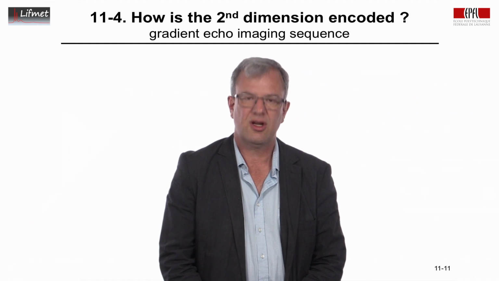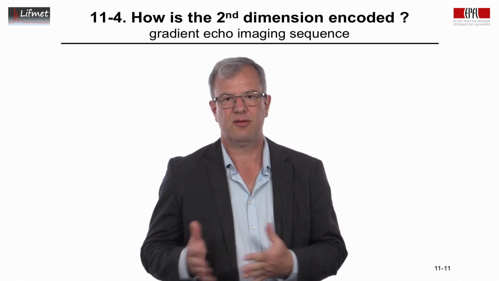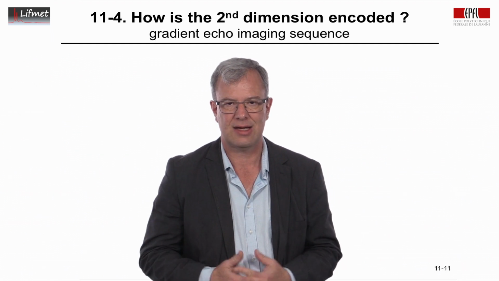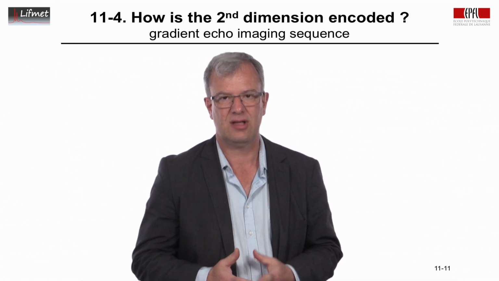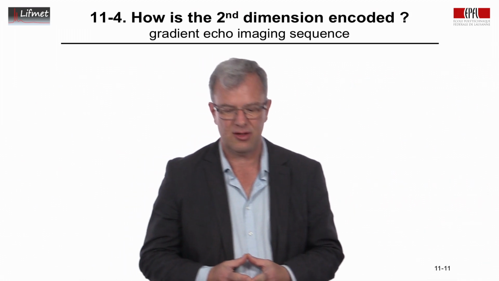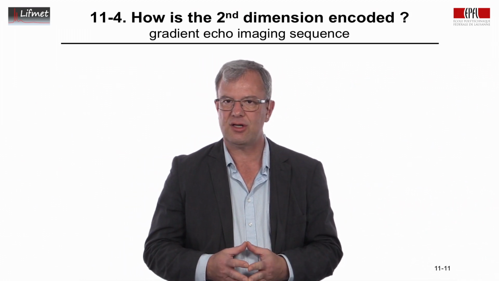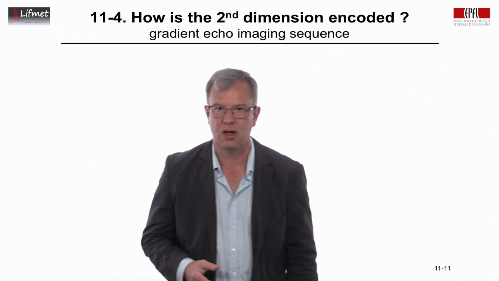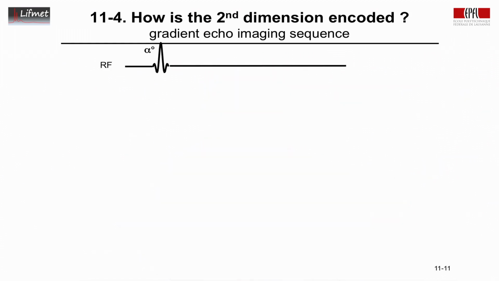In the previous section, I introduced the principle of slice selection and frequency encoding with gradient switching, and I said this is almost the essential, the basic imaging sequence. What I haven't told you is how we get the second spatial dimension encoded. So let's recap what we've seen.